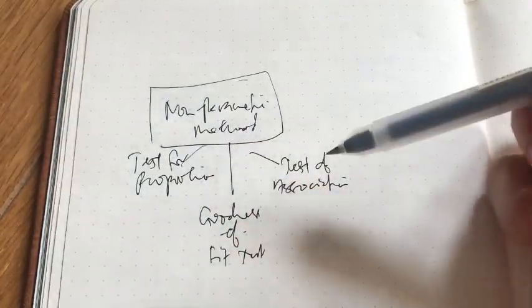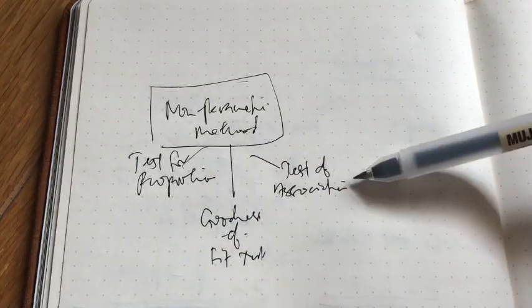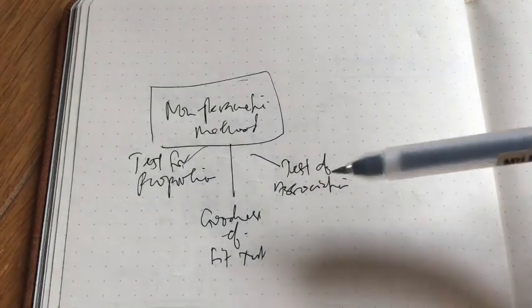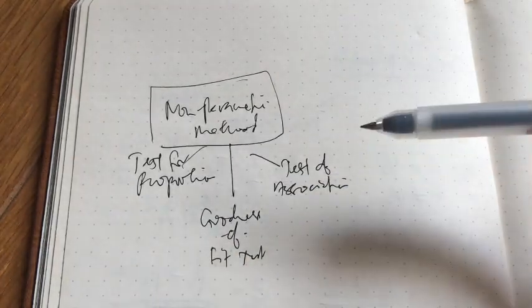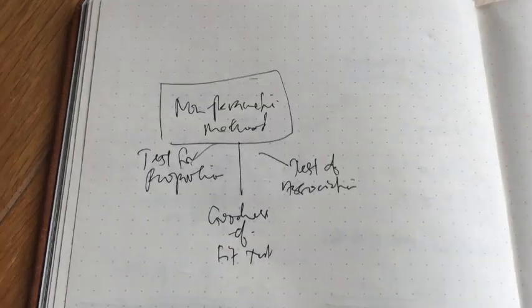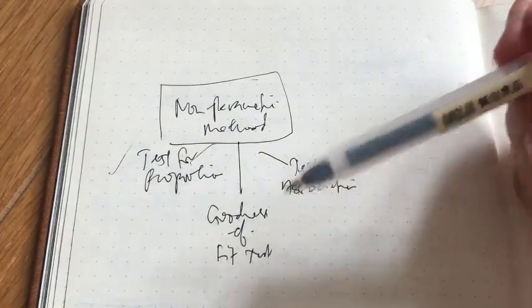We can use this, especially in the case of test of association, when the variables are nominal or ordinal in nature, and basically when we don't have to assume that the distribution is normal. So we've already looked at the test for proportion. Now let's look at the goodness of fit test.